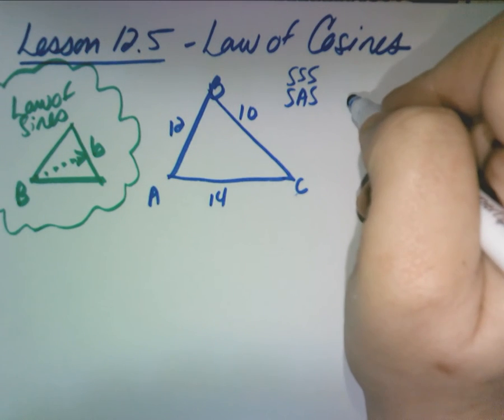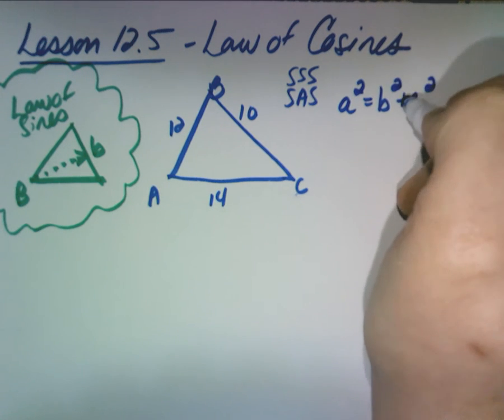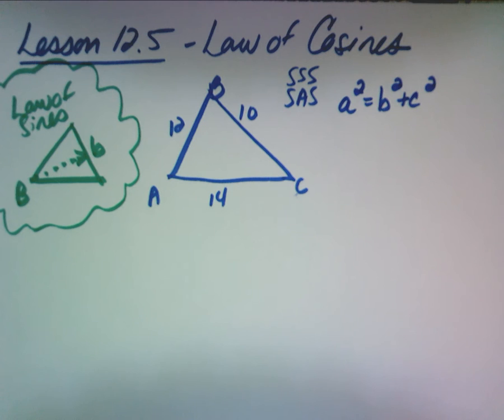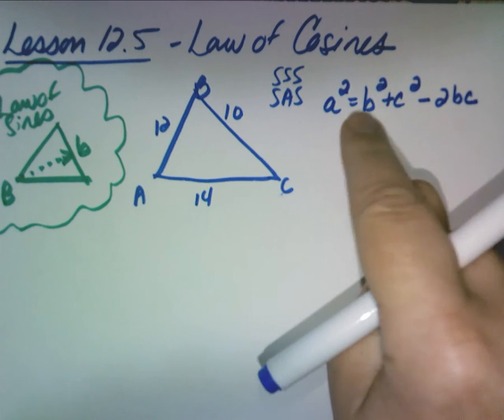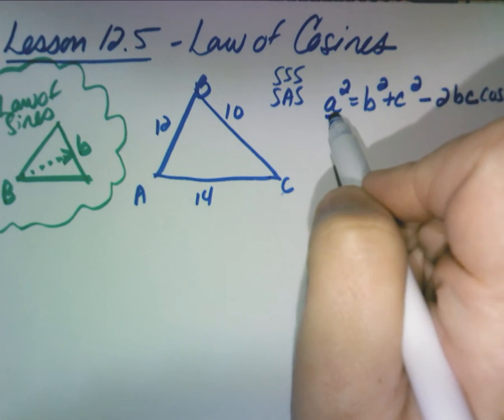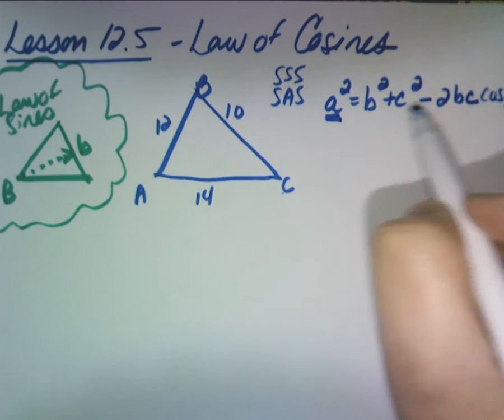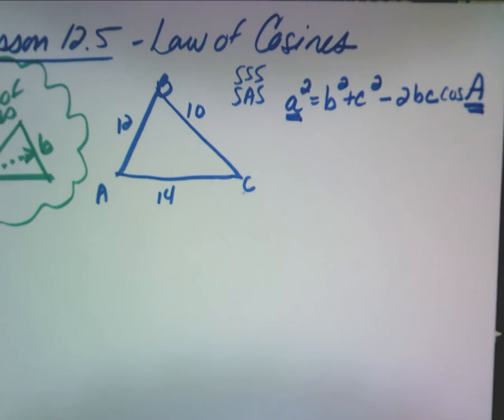The formula goes like this. A squared equals B squared plus C squared. Where do you think that came from? Pythagorean theorem. So it's got a little Pythagorean theorem in it. Minus 2BC, times the cosine of angle A. So if I want to find side A or angle A, this is the formula I use. A squared equals B squared plus C squared minus 2BC times cosine A.